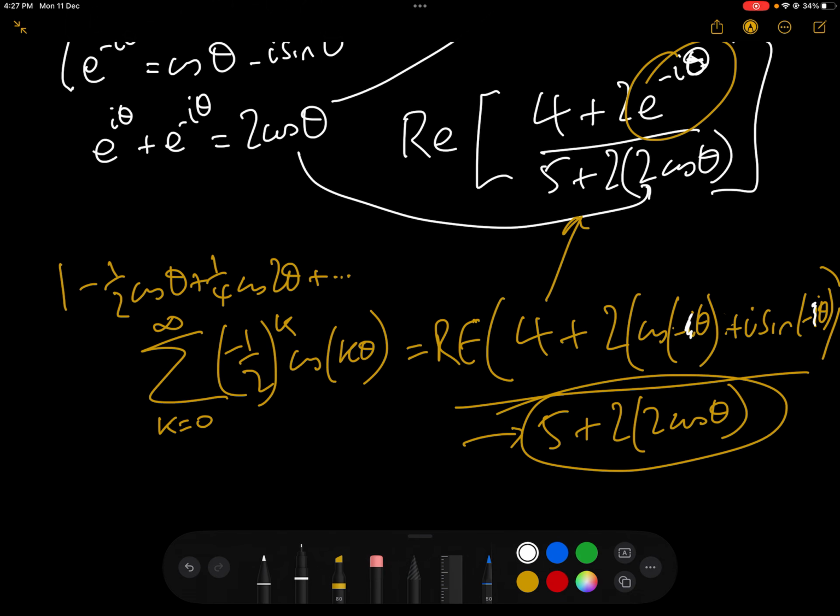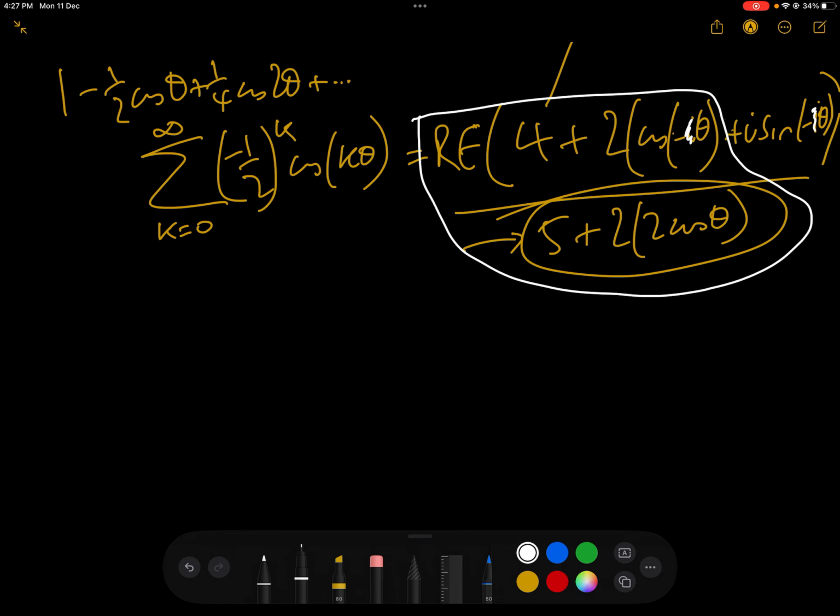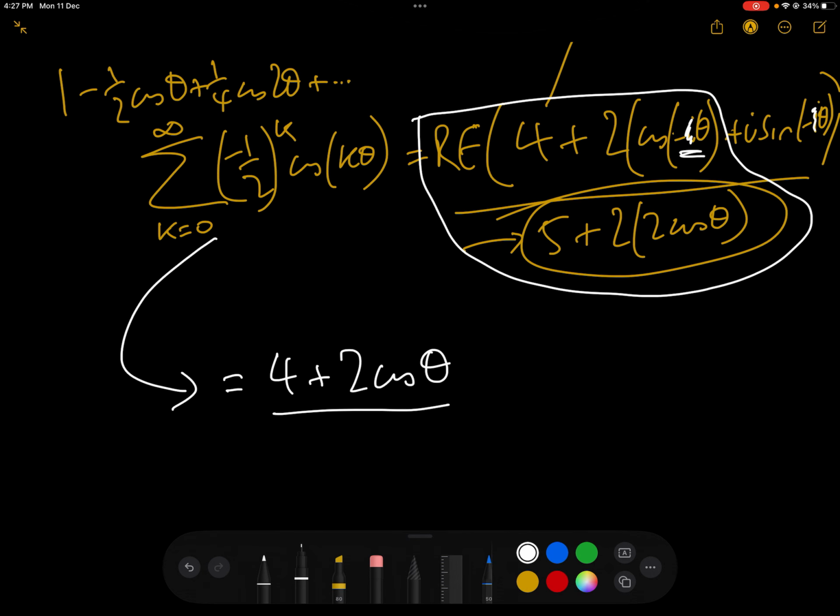So we know that the answer, the solution, is the real part of this, i.e. the sum between k equals 0 and infinity of minus half to the k cos k theta equals 4 add 2 cos theta, because cos of theta is the same as cos of minus theta, divided by 5 plus 4 cos theta.